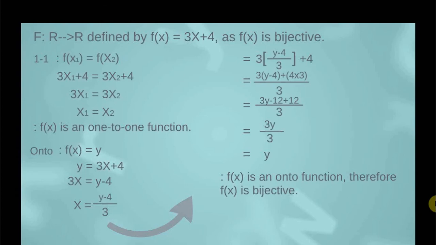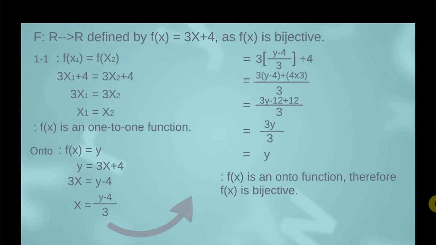One-to-one: f(x1) equals f(x2). By bringing in the 3x plus 4, it will become 3x1 plus 4 equals 3x2 plus 4. Then we subtract the 4 from both sides. 3x1 equals 3x2, then divide the 3 out of both sides. x1 equals x2. Therefore, f(x) is a one-to-one function.